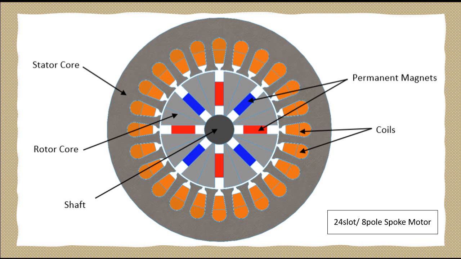This video is a series of 5 videos in which we will compute the performance of a 24-slot, 8-pole spoke motor using the transient magnetic solver of SOLIDWORKS 2D.